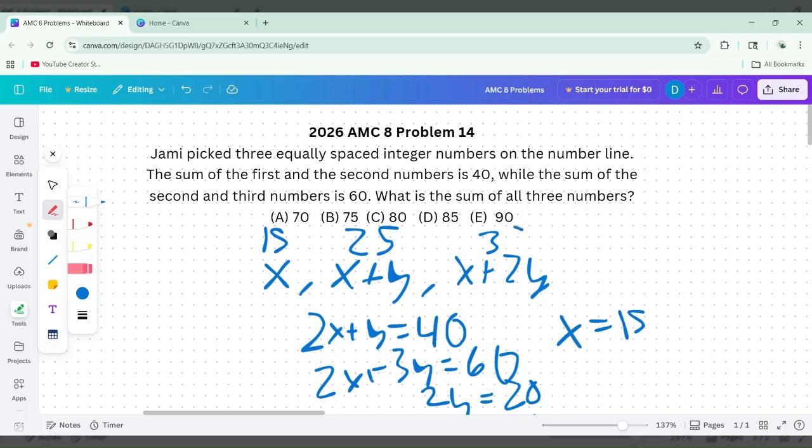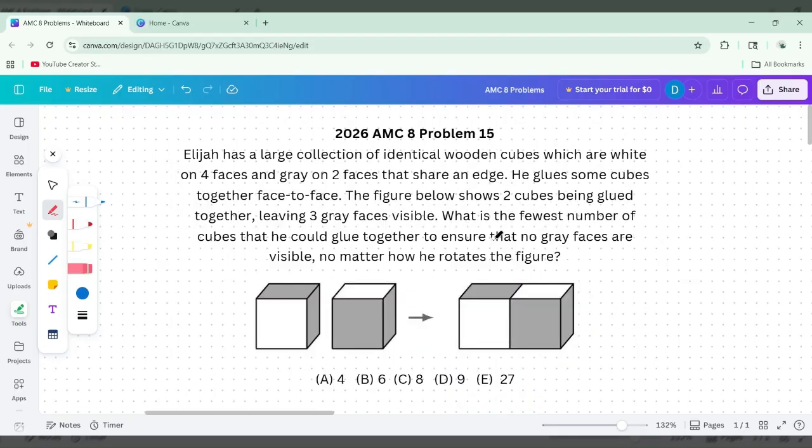And x plus 2y is equal to 35. So we add all three numbers up, we get 75. Problem 15. The best way to solve this problem is to test scenarios.